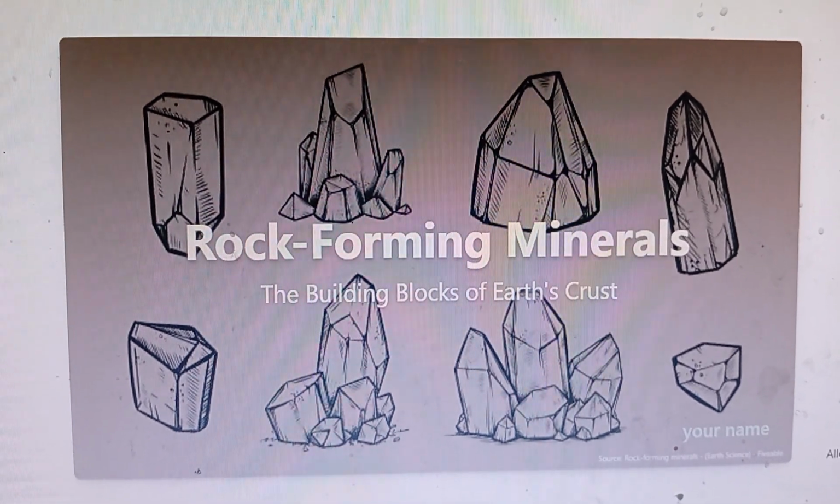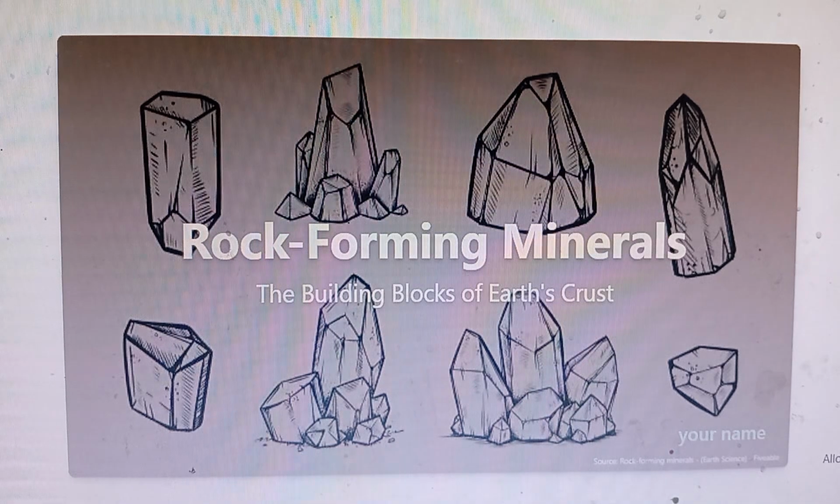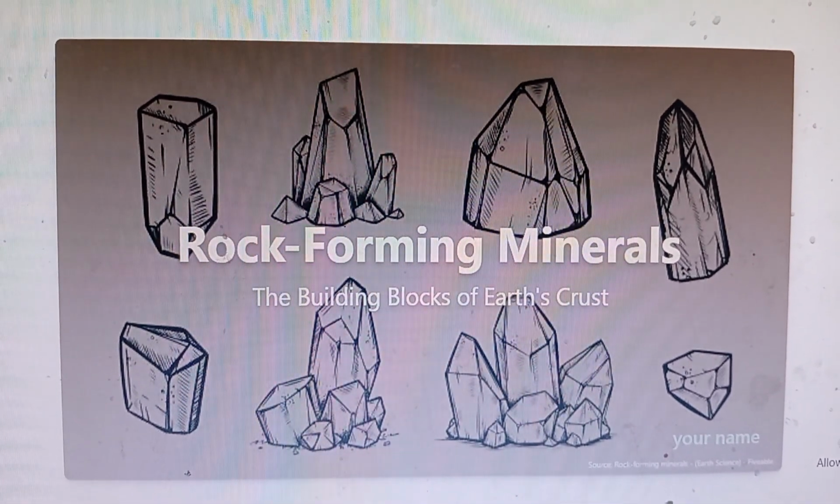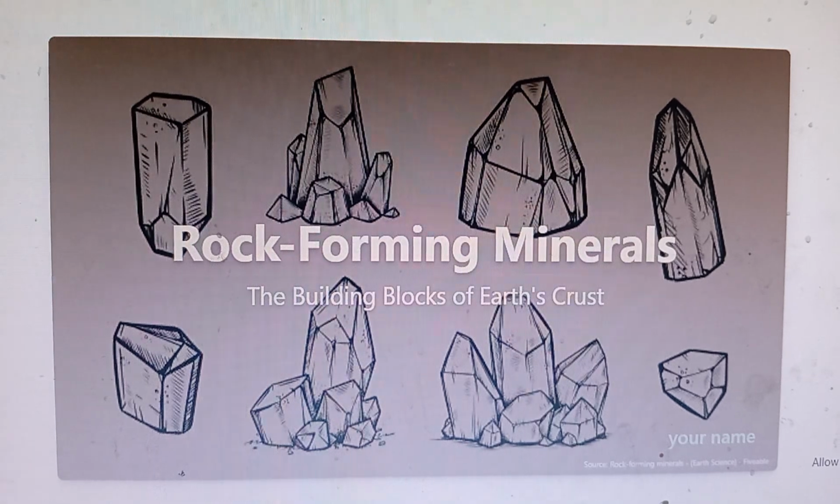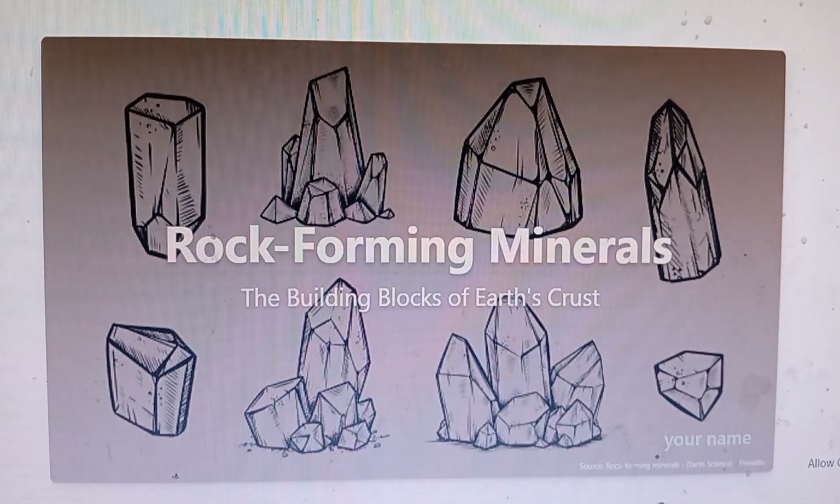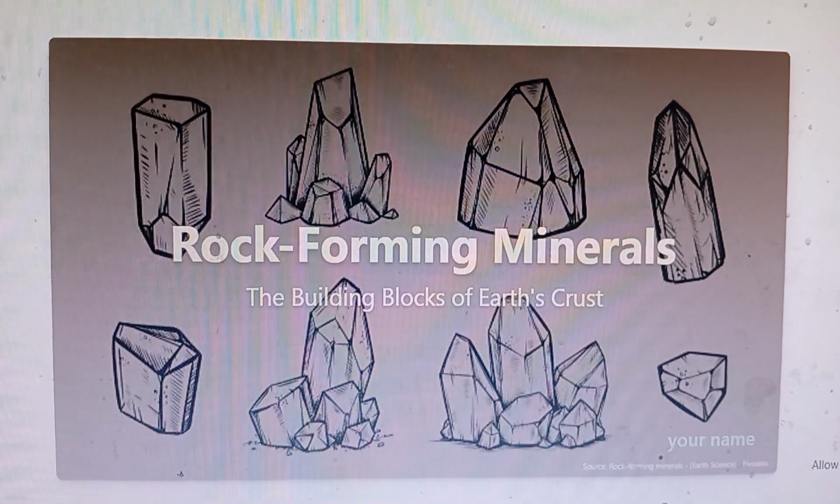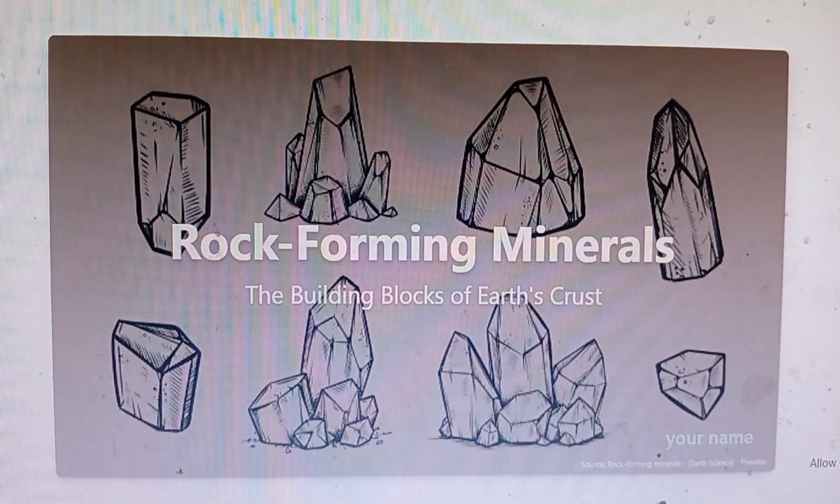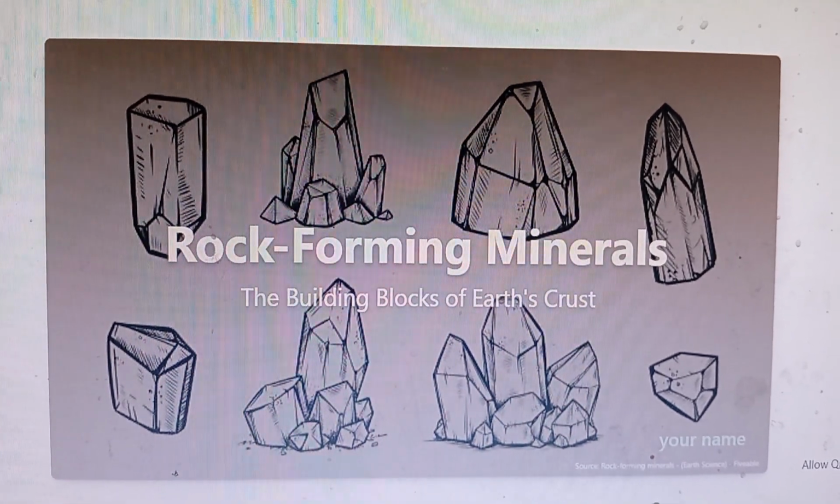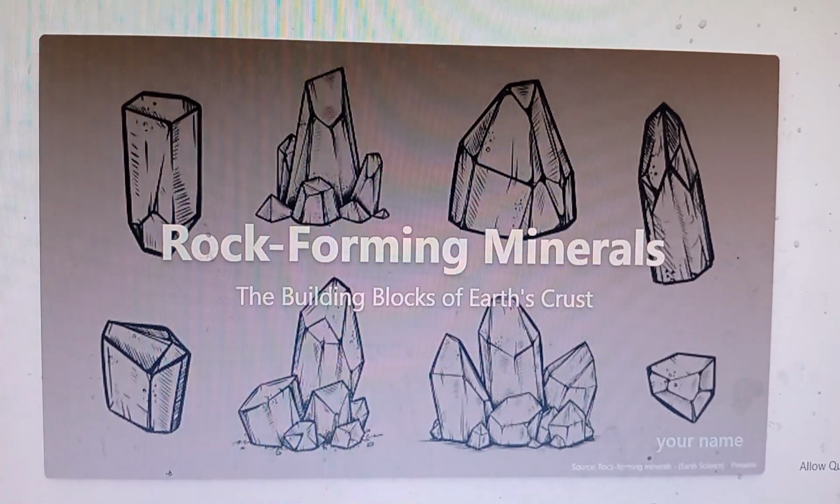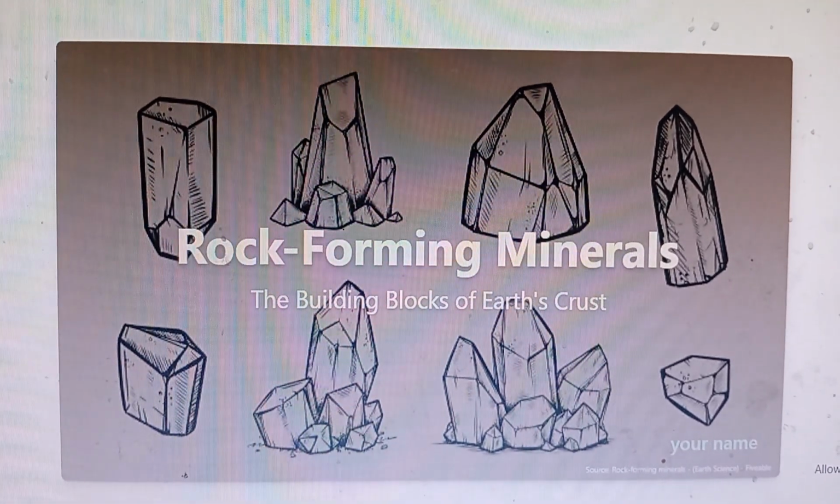The most abundant rock-forming minerals include quartz, feldspar, mica, amphibole, pyroxene, and olivine. Each mineral possesses distinct chemical compositions and crystal structures that determine the characteristics of the rocks they create. Understanding these minerals is crucial for comprehending how igneous, sedimentary, and metamorphic rocks develop and evolve throughout geological time periods.